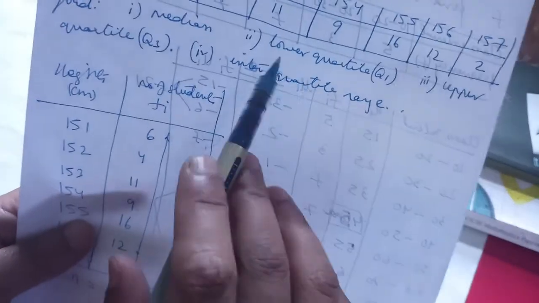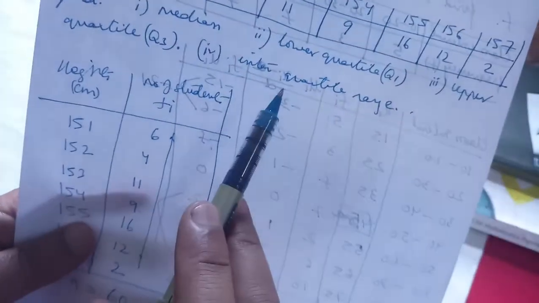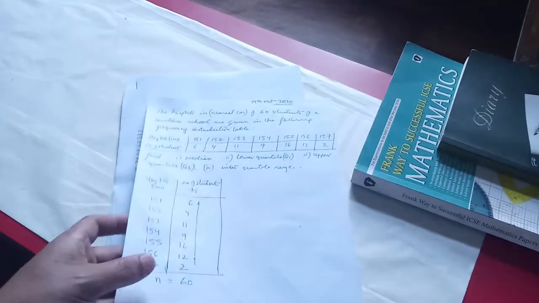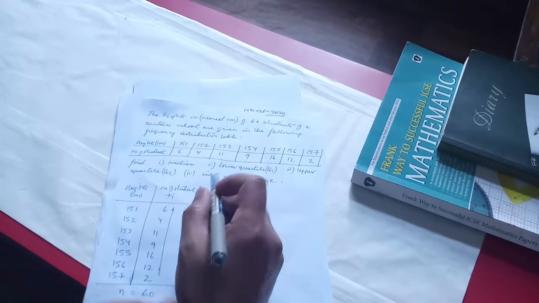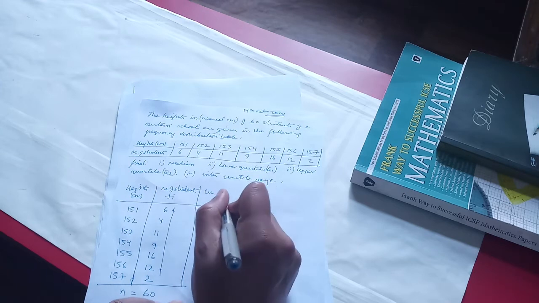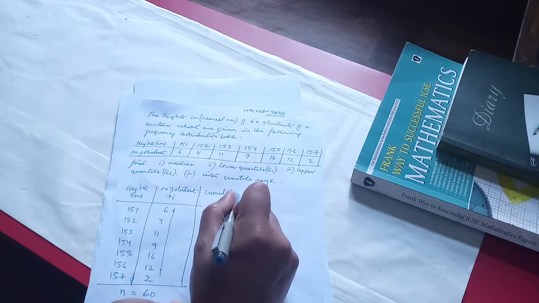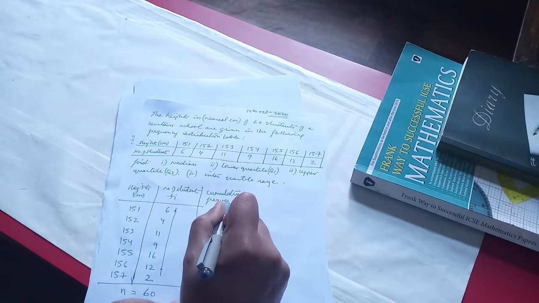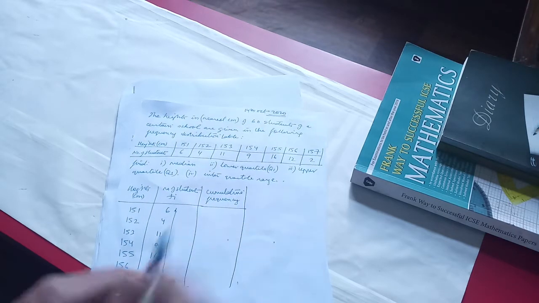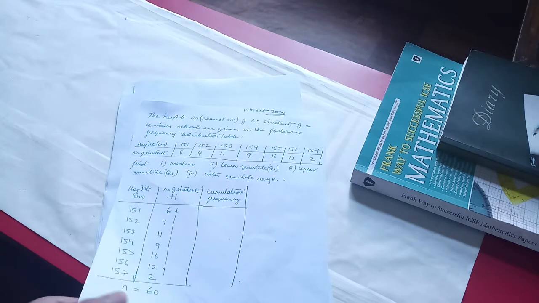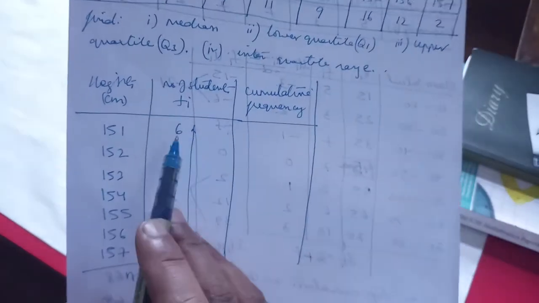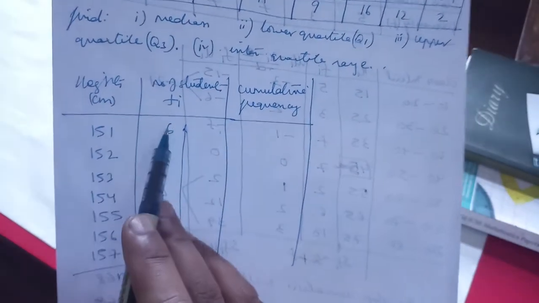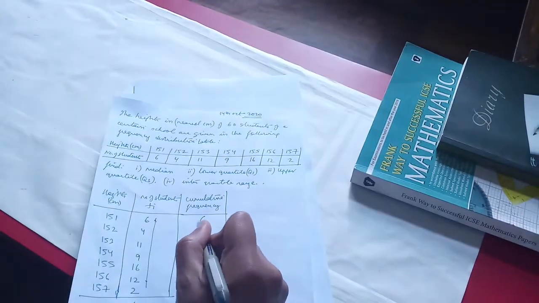Now in order to find the median, lower quartile, upper quartile, interquartile range, the third step is to find the cumulative frequency. We have to construct the cumulative frequency table. Now what is this cumulative frequency? Cumulative frequency is the summation of the frequency. That means you go on adding. So look at the first value, 6. You have to write down the same value here, 6.